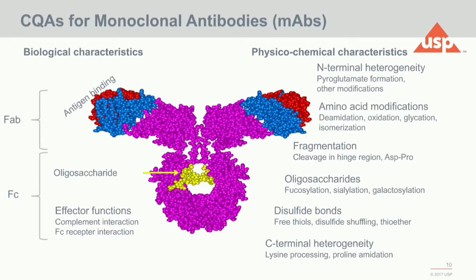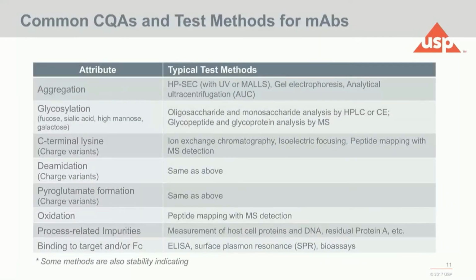I've summarized here some of the common CQAs and some of the test methods that are typically used to look at them. For aggregation, the typical test method tends to be size exclusion chromatography that can be coupled either with UV detection or with multi-angle light scattering. Some orthogonal methods that are also used could be gel electrophoresis as well as analytical ultracentrifugation.